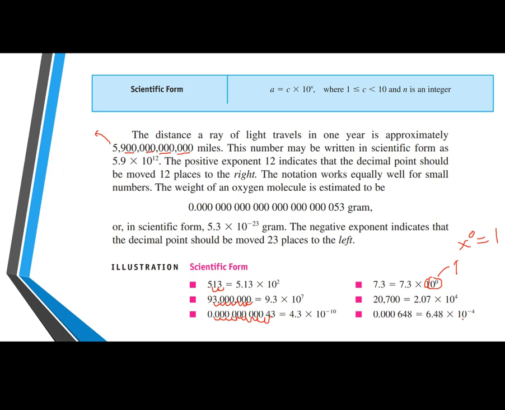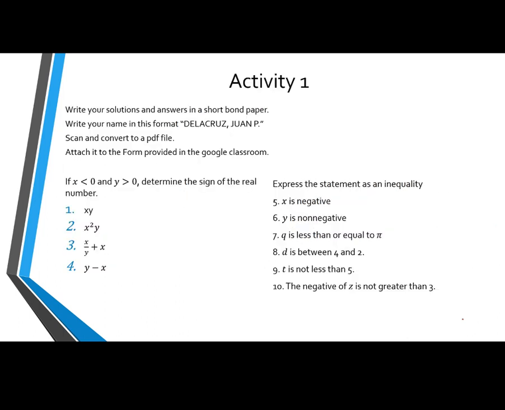With that, I am leaving you an activity. So activity one will be submitted together with our quiz number one. Just wait until we take quiz number one, because you will attach it in the Google Form. So activity 1: write your solutions and answers on a short bond paper. Write your name in this format, De La Cruz, 1P. Then scan and convert to a PDF file and attach it to the form provided in the Google Classroom.